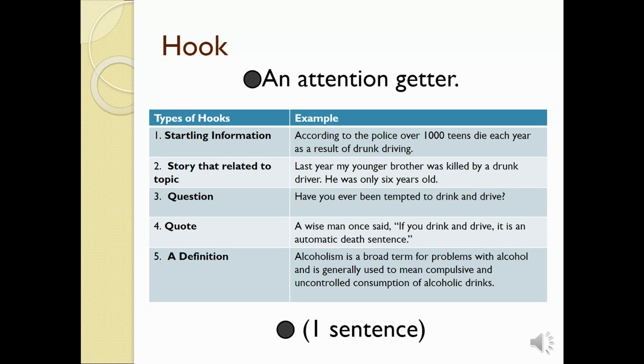The next one is usually the easiest type of hook because you just create a question related to the topic. So here it says, have you ever been tempted to drink and drive? The next one, you might go online and find a quote related to the topic. This one says, a wise man once said, if you drink and drive, it is an automatic death sentence. And then the last one is just defining a term that might not be familiar to your reader. And here we've defined alcoholism.